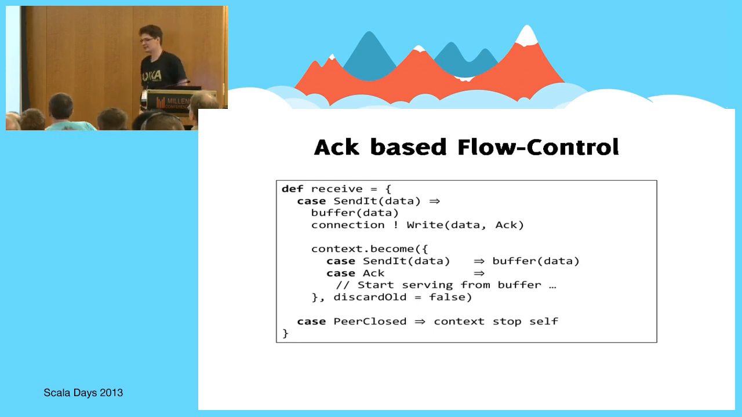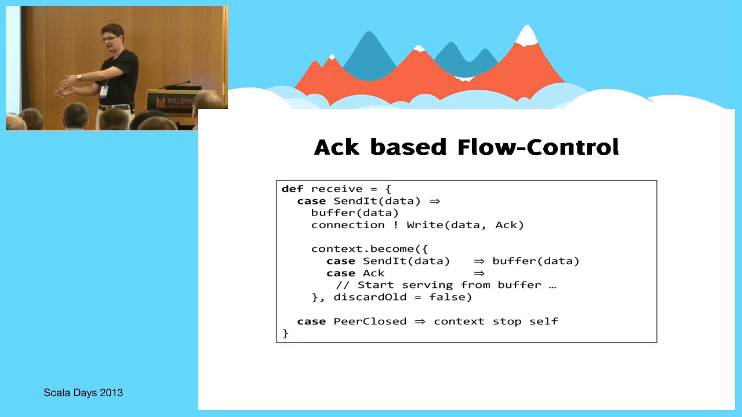So here's a very dummy example of how you can handle this. From the top layer, we receive a send it message. It's just an instruction that says please send out this data. We store it in a buffer, and we send a write to the actor responsible for the channel, the connection actor. And then we have to change our state, since now we are in the state where we sent out the write, and now we cannot write, we want to receive an ACK first. So that's why we use context become, and we just use an inline function here.